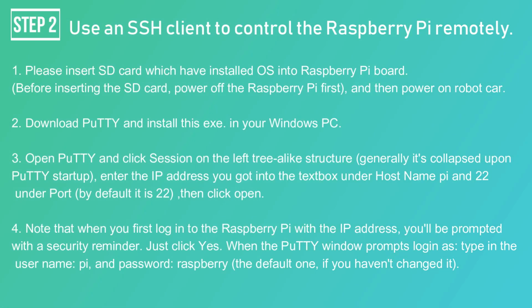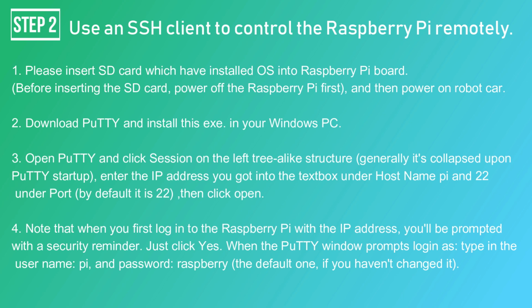Step 2. Use an SSH client to control the Raspberry Pi remotely. 1. Please insert the SD card which has the installed OS into the Raspberry Pi board. Before inserting the SD card, power off the Raspberry Pi first, and then power on the robot car. 2. Download PuTTY and install this exe on your Windows PC.